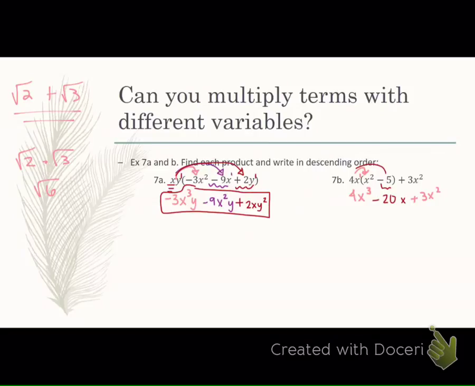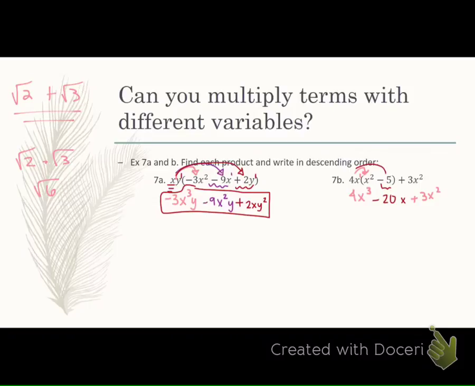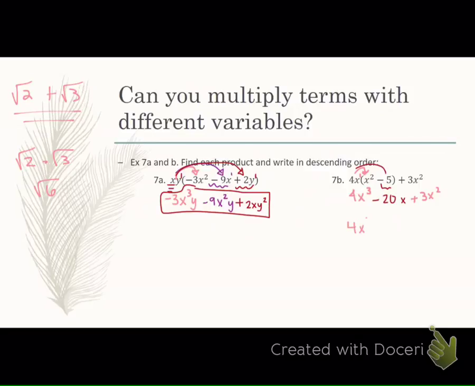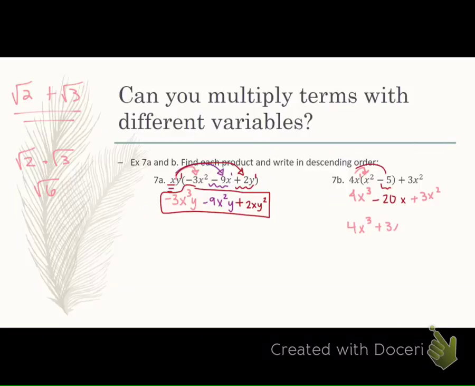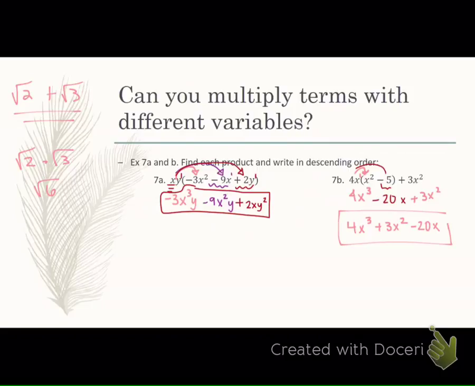The answer's no. So the base and the exponent must be the same to be able to combine. So which one has the biggest exponent? So the 4x cubed comes first. Then what comes next? Oh, and the plus 3x squared. And then the negative 20x. Good. And that is in descending order.